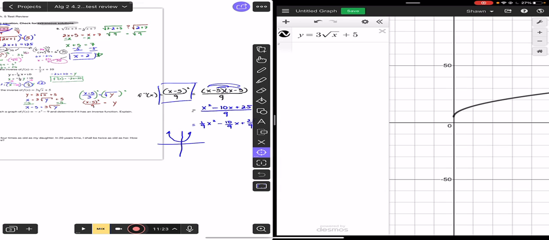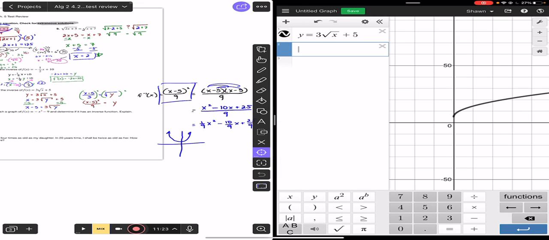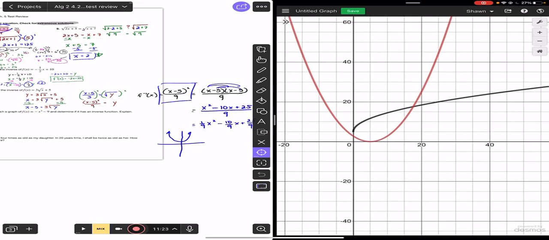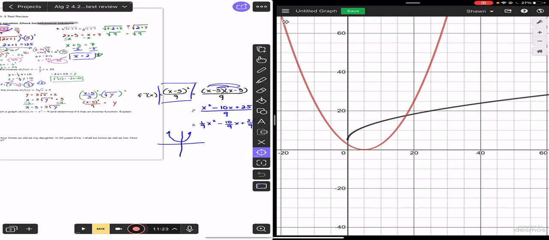Now I'm going to graph what we found for the inverse, and I'm going to do the simple form we had: in parentheses, x minus 5, in parentheses, I'm going to square that, and then the whole thing divided by 9. So you can see what I think is the inverse, but there's too much there. That's the entire parabola, and really all we want is the right-hand side of that parabola. We've got to get rid of the left.